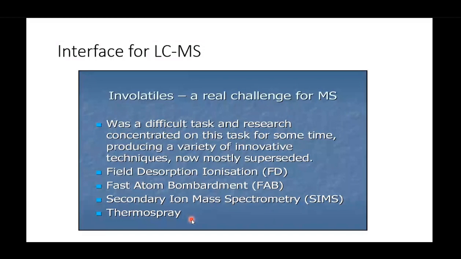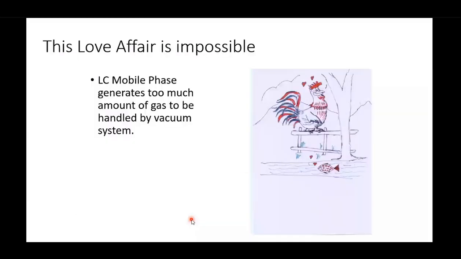So this is what was felt in the case of LCMS: that this love affair between two species, one in a vapor phase and one in a liquid phase, cannot happen, they cannot come together. In addition, the LC mobile phase generates too much gas to be handled by the vacuum system. In GCMS, we use 1 ml per minute of carrier gas flow rate. In LCMS, we use 1 ml per minute of a mobile phase like methanol or water.